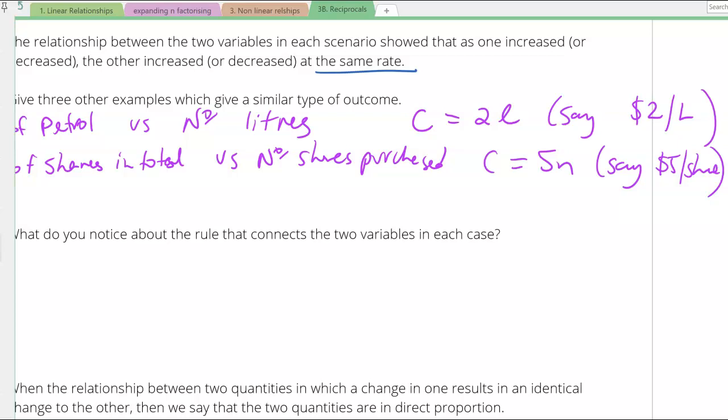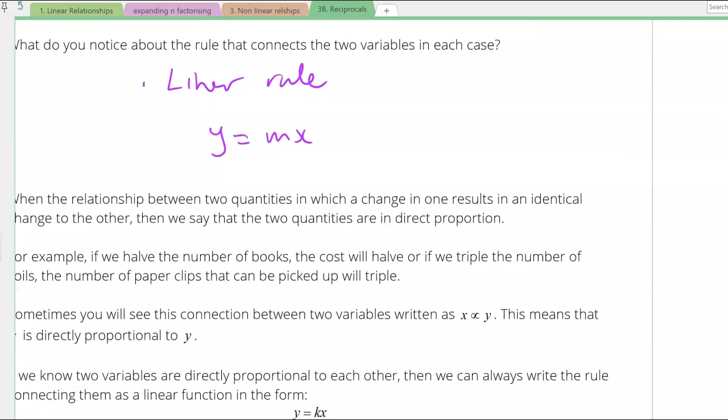All right. The point is this. What are you noticing about the rule? As one increases, the other increases at the same rate. It's a linear rule. And that's probably the most important take-out of it. And it's always going to be in the form y equals mx. Not even plus c. That's what we call partial proportion, which is not part of what we're doing today.